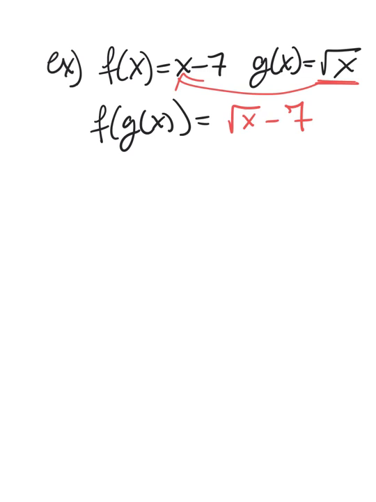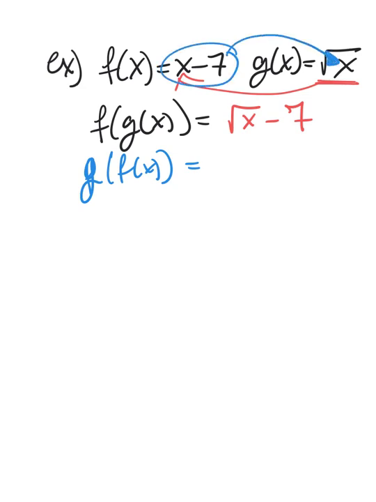I can go the other way. I could go g of f of x, which means I'm taking this and putting it into that x. So x minus 7 is replacing the x of g of x. So that becomes the square root of the quantity x minus 7.